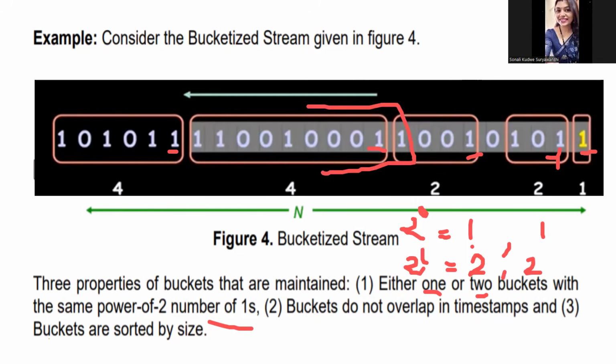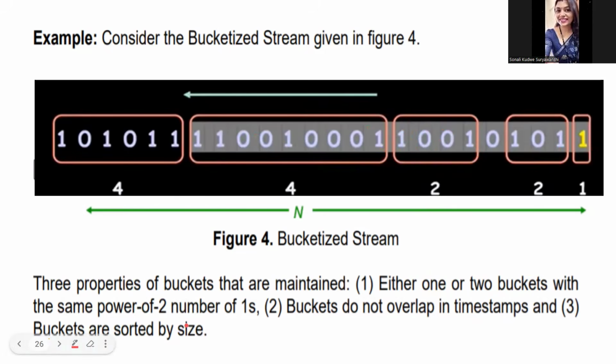So you can't overlap the timestamp, right? You can't overlap the timestamp. The elements may overlap later on when you slide the window, so they may come later on in a different bucket. But right now, if one element is already in one bucket, that element cannot be considered for another bucket. These are a few rules that we have to remember.